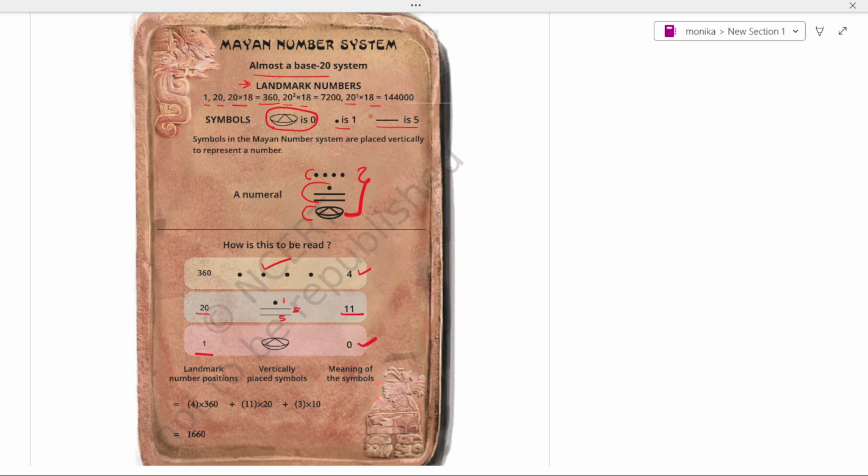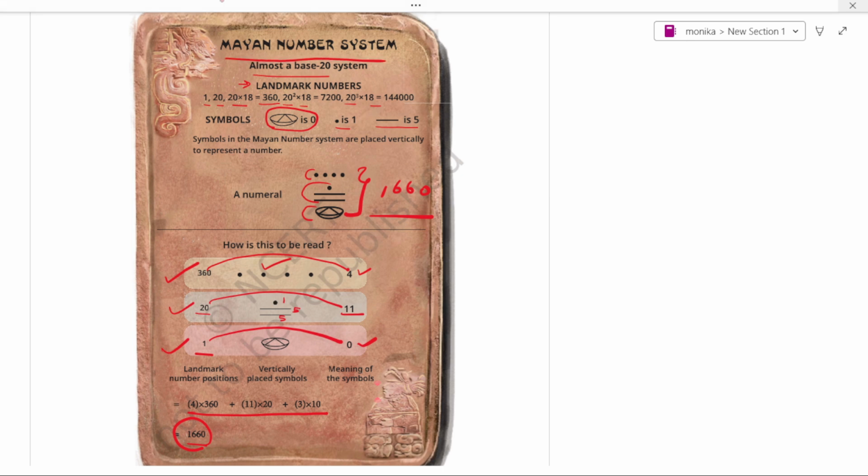That's why the third number is 360. It is denoted by the first one, then 20, and then 1. Now how to obtain the number? You will multiply 360 by 4, 20 by 11, and 1 by 0, and then after adding you will get 1660, which is the number represented here, 1660, right? And the symbol will be this, presented vertically here. This is what we call the Mayan number system.